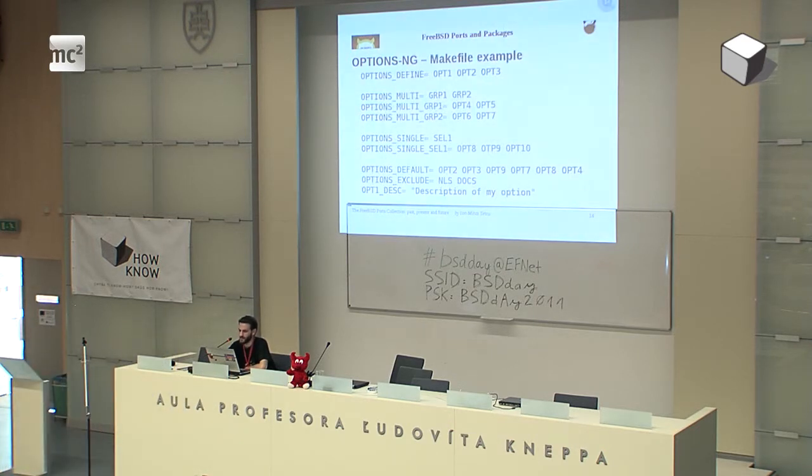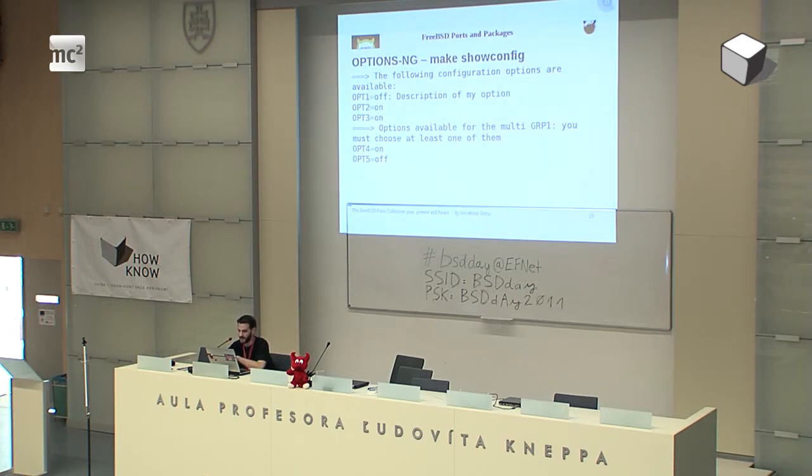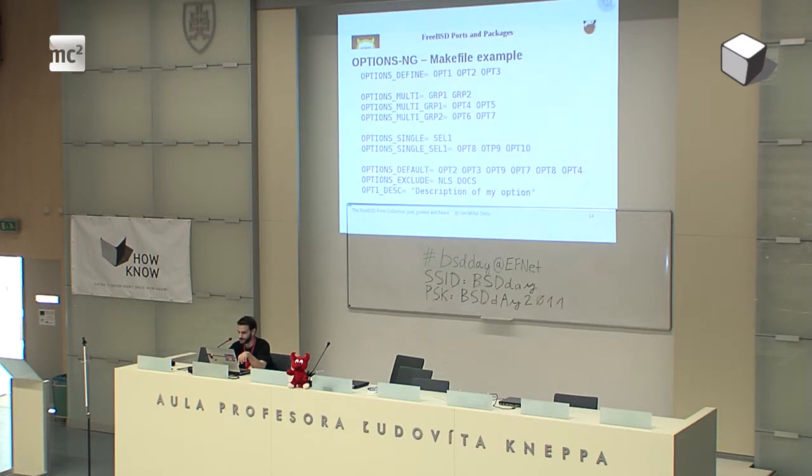Then you have groups of options, so for the options multi, right? We're defining 2 groups of options, each one with 2 options in them, and from group 1 you must choose at least one of them. So either opt 4 or opt 5. The next one is for what we've called single options.